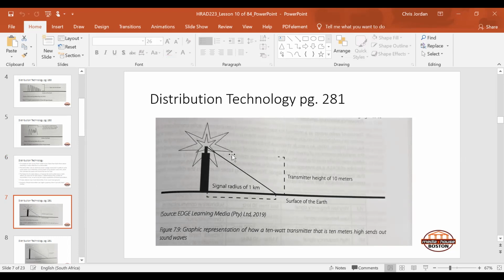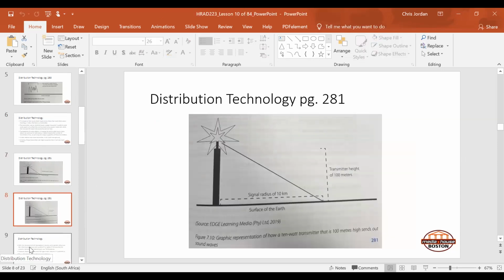What is the radius? Remember, let's say we have a center over here. It's the circle, to put it in layman's terms. So then we have other stations, higher, bigger, stronger, with a transmitter height of 100 meters, and a signal radius of, let's say, 10 kilometers.